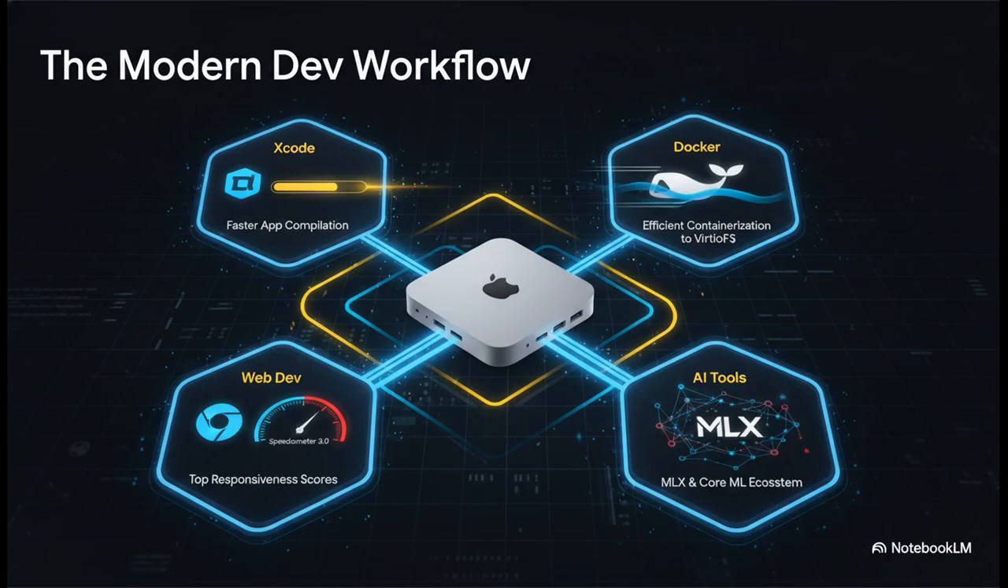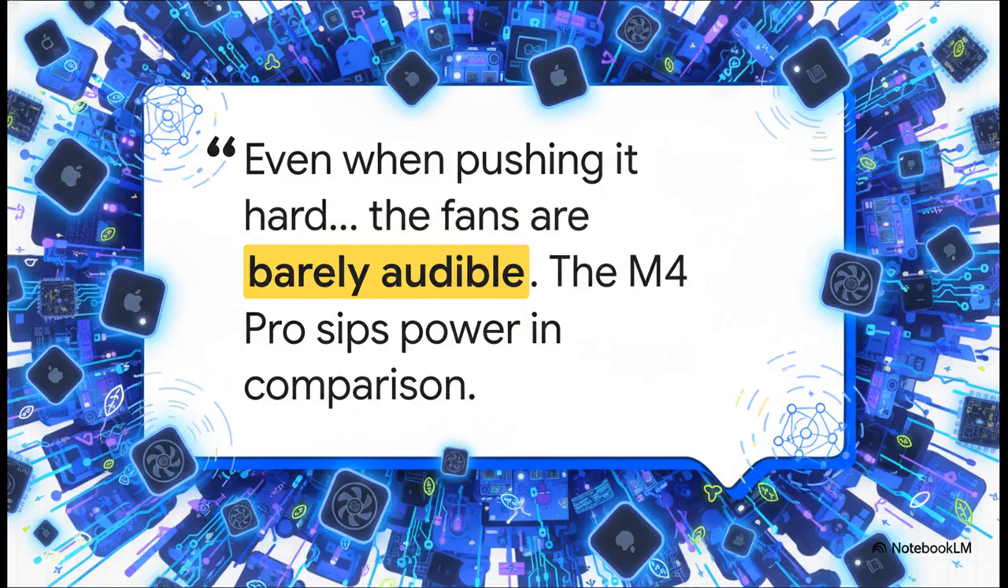All that power directly translates into saving time, which is a developer's most precious resource. Compiling code in Xcode is blazing fast. Docker, which can be a real slug on other machines, runs super efficiently. And for web developers, it just flies. All of this is supported by Apple's own growing set of AI tools, like MLX, which are designed from the ground up to squeeze every ounce of performance from this hardware. And maybe the best part, for anyone who's ever had to share a room with a noisy computer, is that it does all of this while being virtually silent and barely using any power. That's a huge quality of life upgrade that you feel every single day.